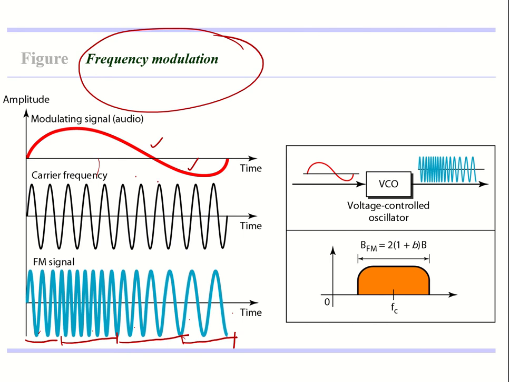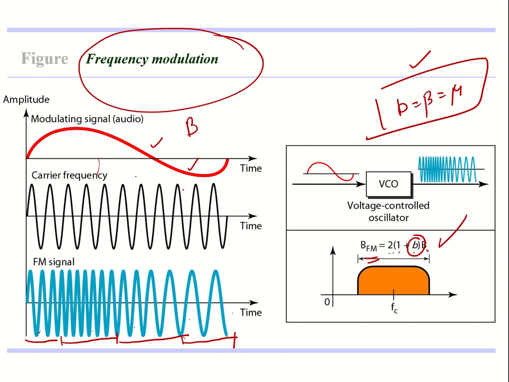The bandwidth of the frequency modulation is basically 2 times (1 plus beta) times B, where B is the bandwidth of the message signal. Beta is called the modulation index; beta or mu, these are called modulation index. We will see this later on. So the bandwidth of frequency modulation is 2 times (1 plus beta) times B. We will see the details about the applications of this also in the live session.